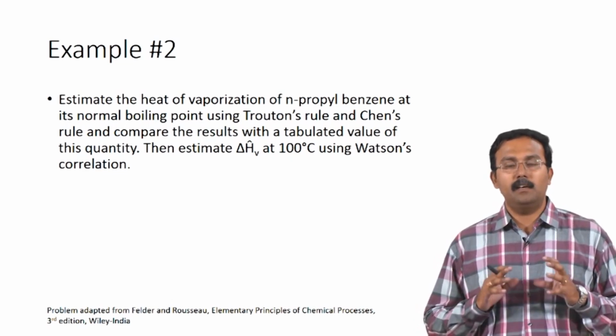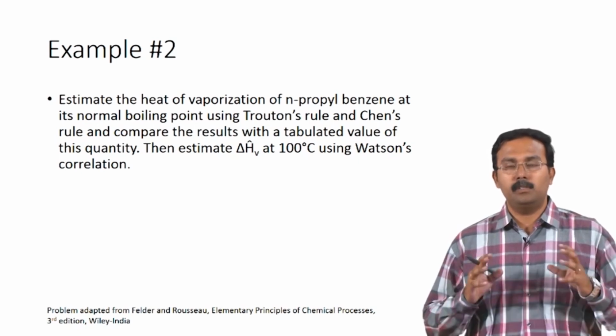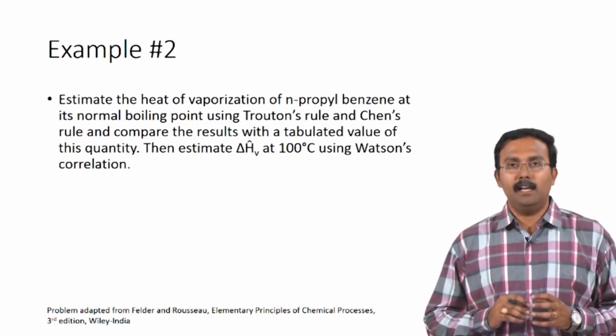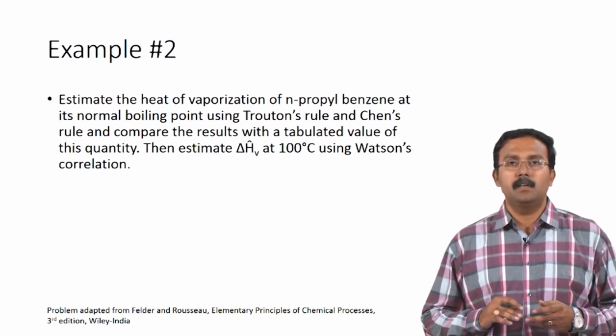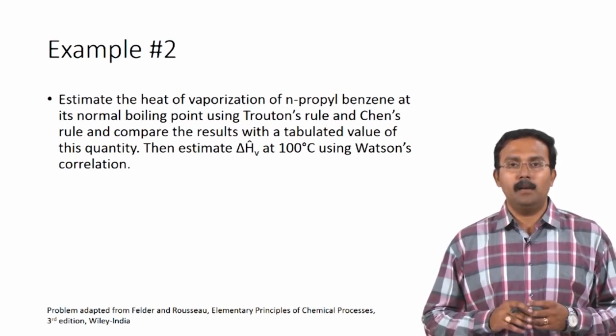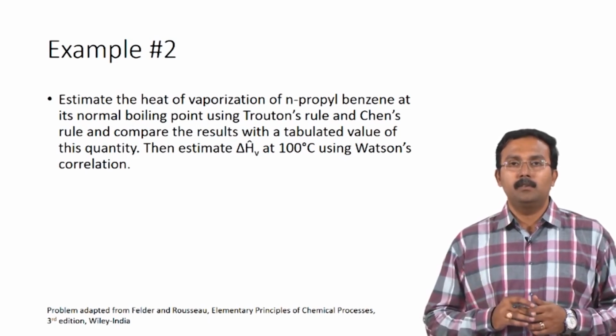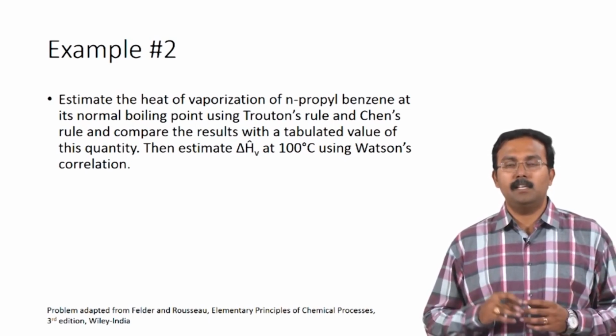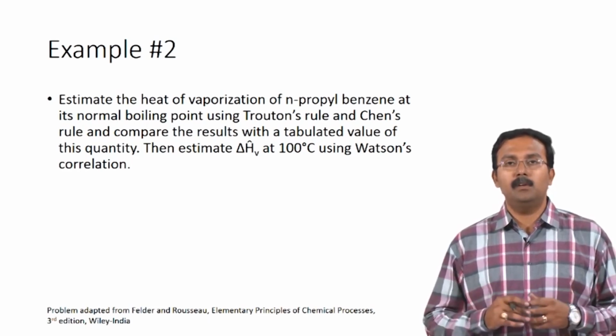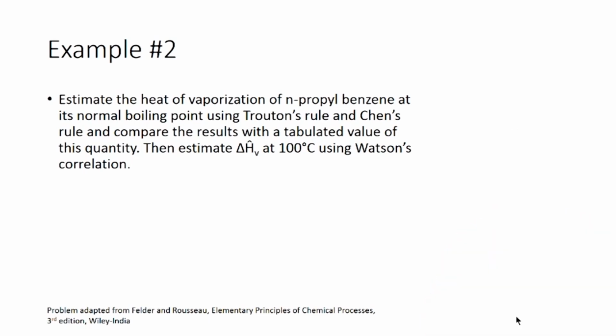No information has been provided to us. So, we would have to use some handbook or textbook to get the values for critical temperature, critical pressure and boiling point for N-propyl benzene, so that we can use Trouton's rule and Chen's rule. The tabulated value for heat of vaporization should also be looked at, so that we can see how the errors are for these equations. Looking up the table, we can get the standard heat of vaporization for N-propyl benzene as 38.24 kilojoules per mole.